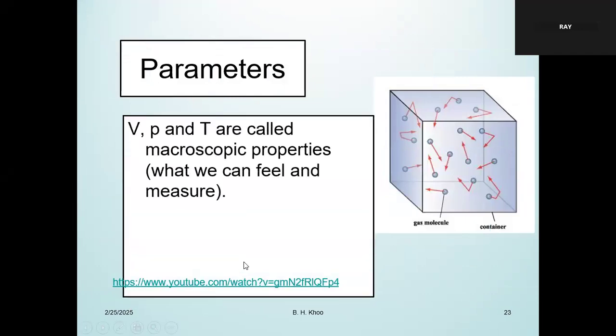P, V, and T, right? Volume, pressure, temperature are called macroscopic properties. Macroscopic because these are things that we can see and we can measure.